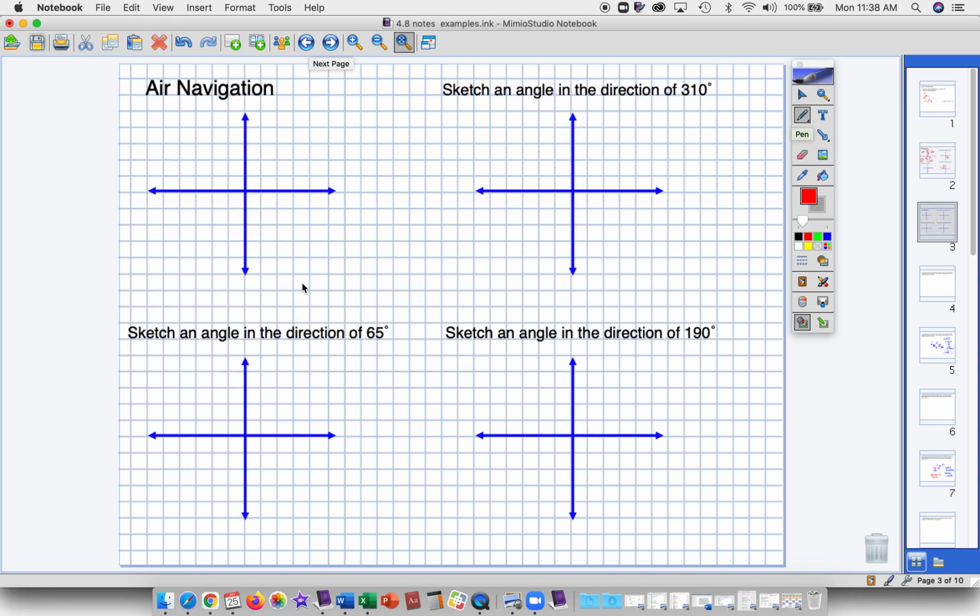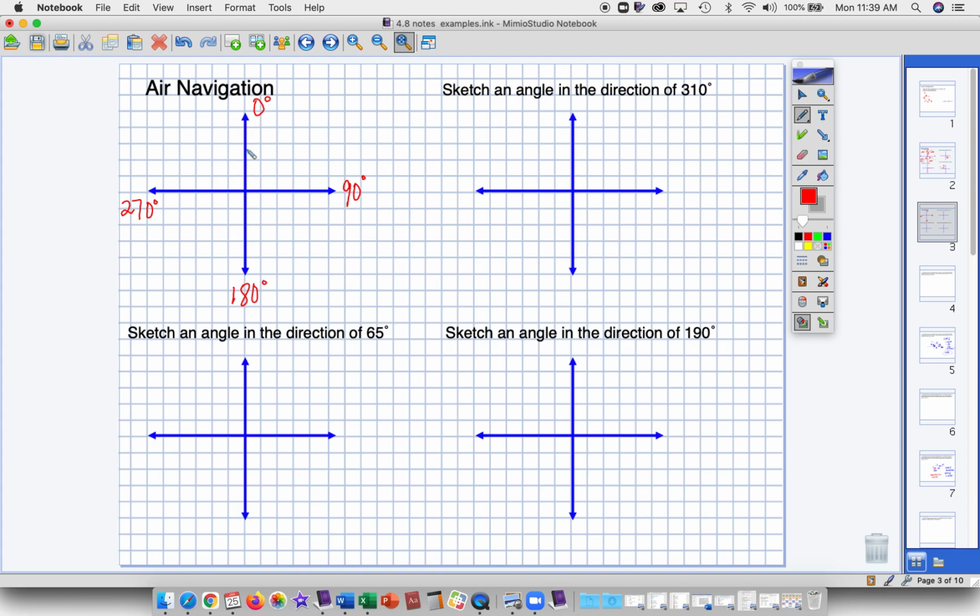Now the second type of bearing angle is called aerial navigation. With aerial navigation, everything is going to be different from what we just talked about, and different from our unit circle. For aerial navigation, we start 0 degrees north, and we rotate in a clockwise direction. So east would be 90 degrees, south is 180, and west is 270. Full circle, of course, is 360 degrees. So for aerial navigation, your angles will be somewhere between 0 and 360.